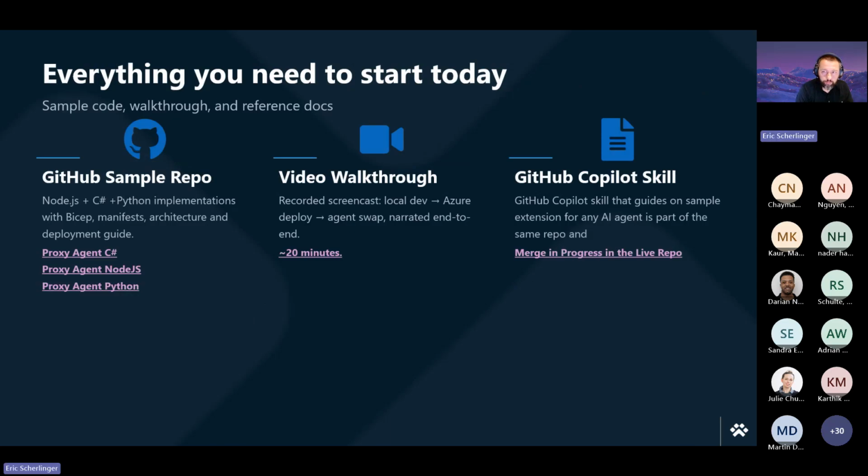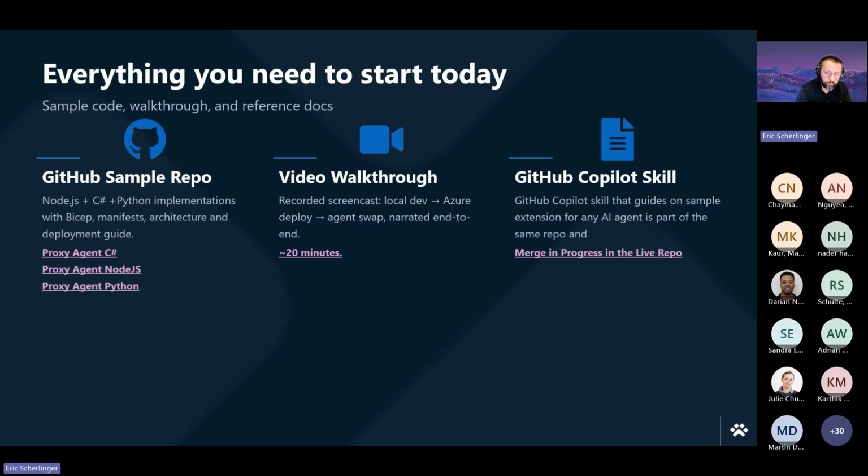So everything you need to start today. In the deck that we'll share a bit later, you'll find the links to the 3 repos, one for C#, one for Node.js, and one for Python. They're all on parity feature-wise. They don't support file upload yet, but it's definitely happening on our side, not on the proxy agent side, but on the M365 Copilot side, because we're waiting for the feature.